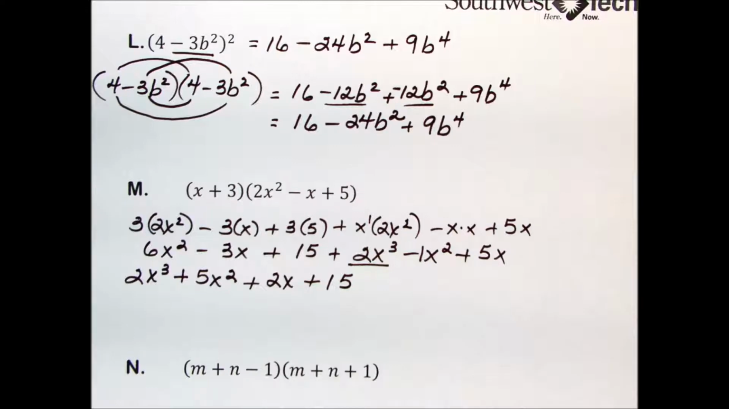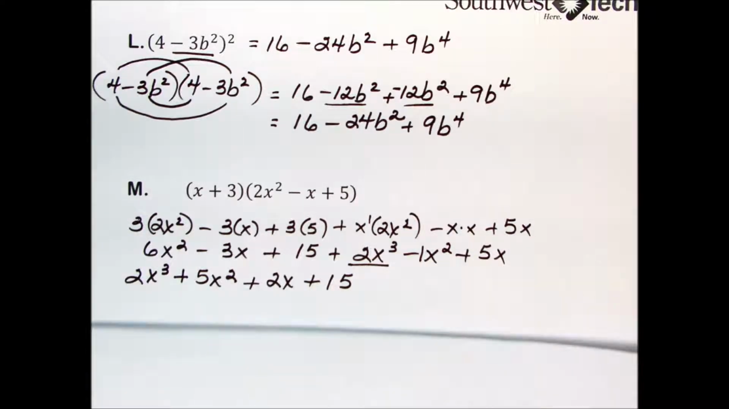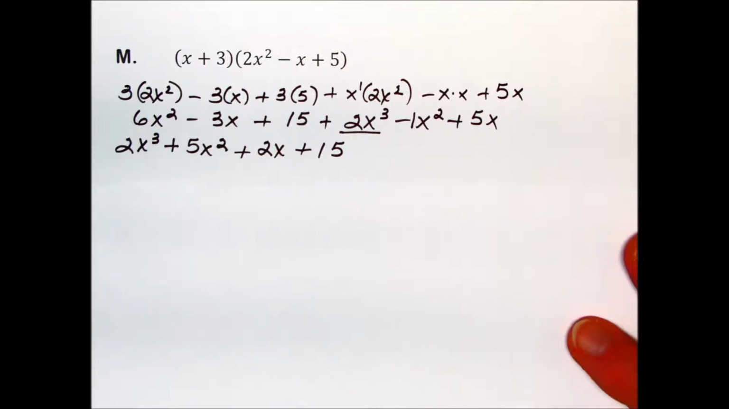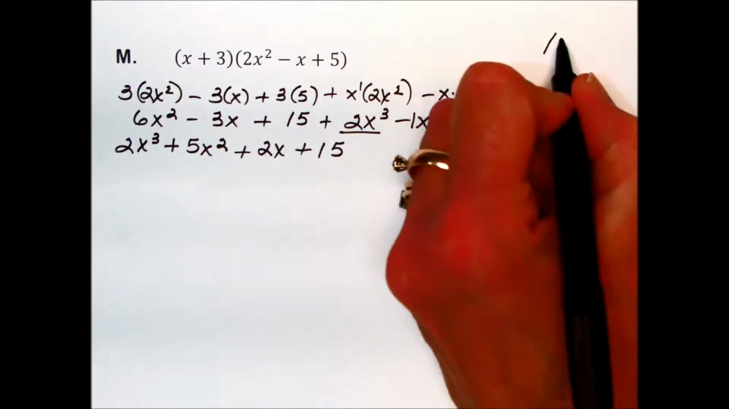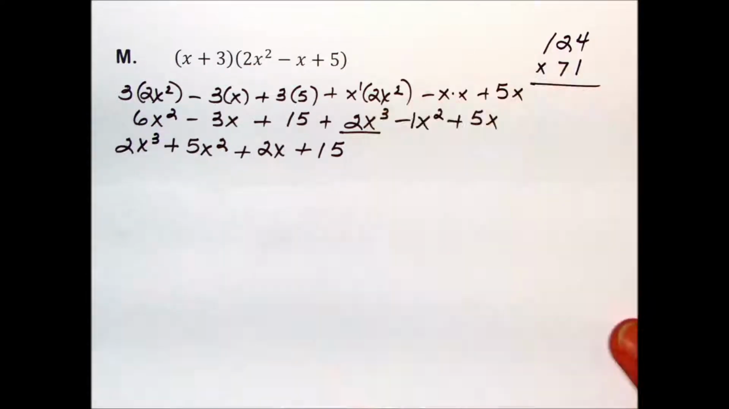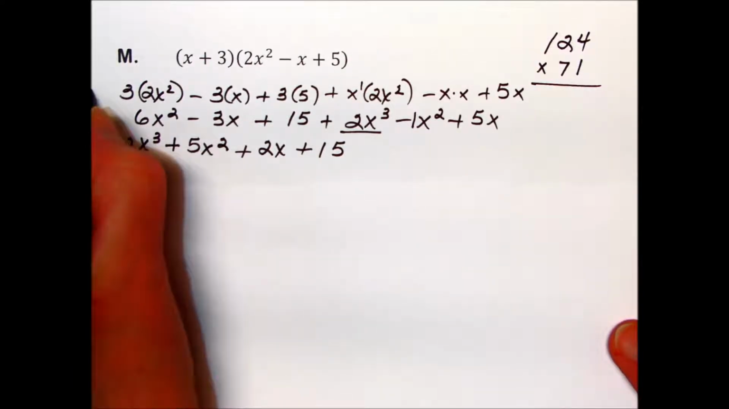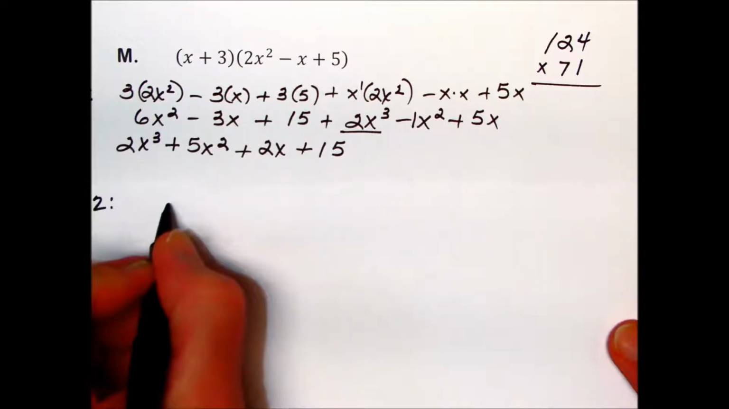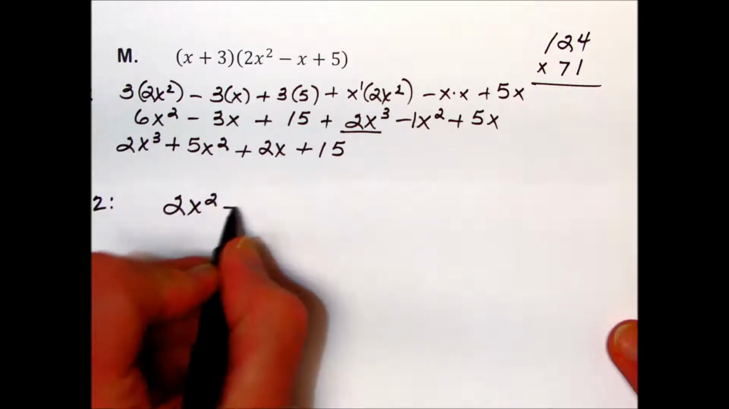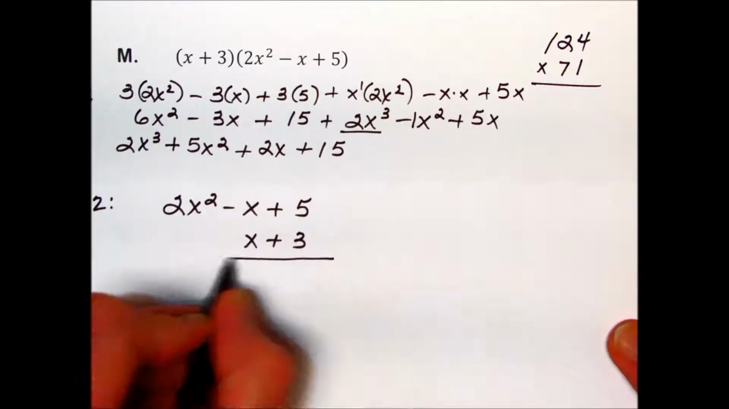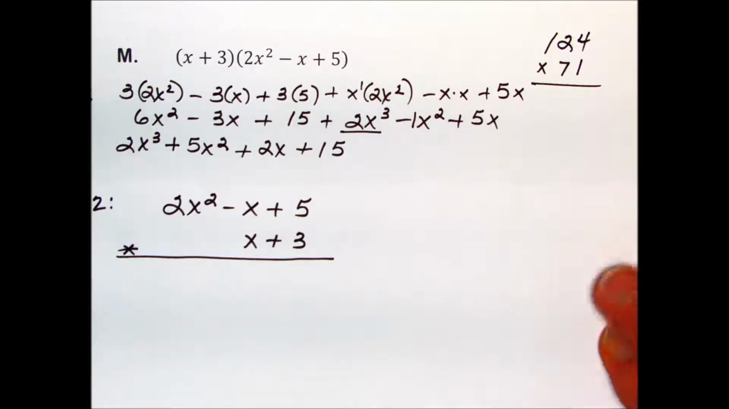The other way that we can handle that problem is to treat it as though it were similar to a 2-digit times a 3-digit number. If you had 124 times 71, think about how you would multiply those numbers, and we can treat this the same way. So here's method 1 using the double distributive, and here's method 2 if you like the vertical version. Let's show you what that looks like. So I'm going to put my trinomial on top, my binomial below, and I'm going to multiply these.